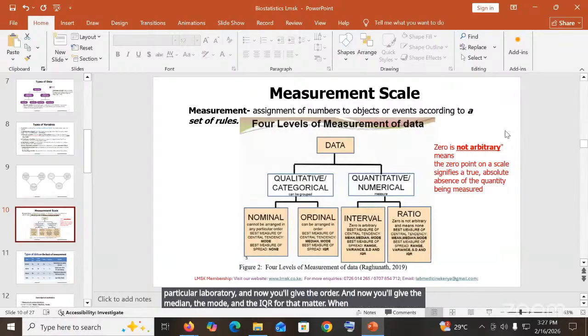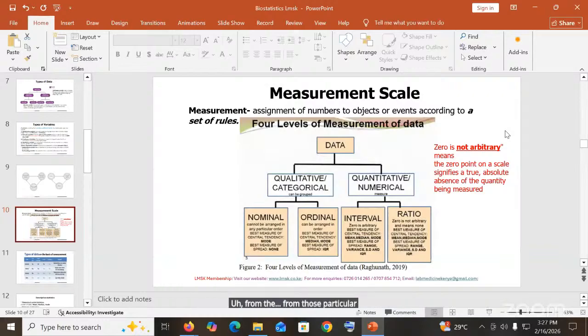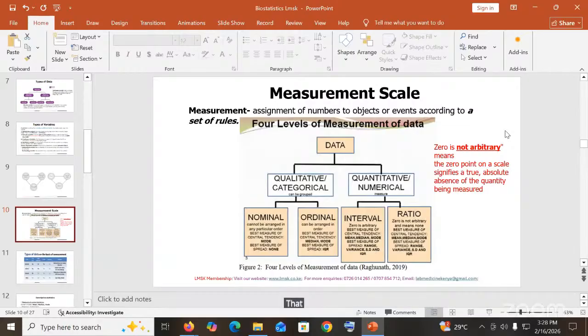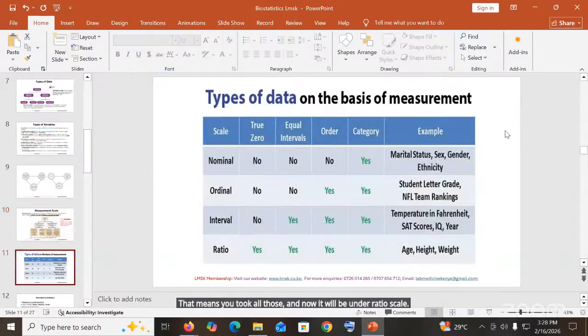When it comes to the interval scale, you look, do you have anything like, for example, temperature from those particular participants? You're measuring maybe their temperatures. If it is ratio, you're looking at the completeness of it, and that means you can look at, for example, HbA1c measurement, RBS, because in RBS, if you say it is 0, it means there is no sugar at all. So you take all those, and now it will be under ratio scale. Now, these are just examples.